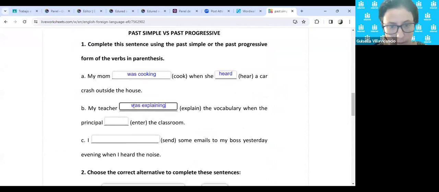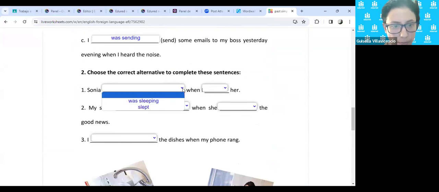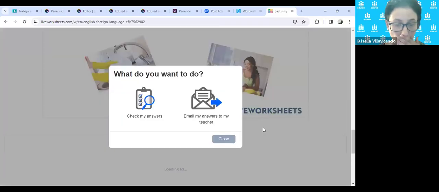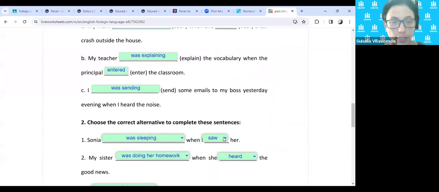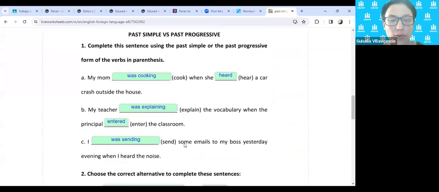Entonces escribo las respuestas para ver si, cuando se lo comparta a los chicos, va a estar bien. Sí, me va a marcar bien. Y acá está para elegir: was sleeping, saw, was doing, heard, was doing. A ver si está bien. Cuando doy finish, me da para revisar mis respuestas o para mandárselas a mi teacher. Yo solo voy a revisar mis respuestas. Todo está bien, me saqué 10 de 10. Entonces, mi examen lo he configurado bien.